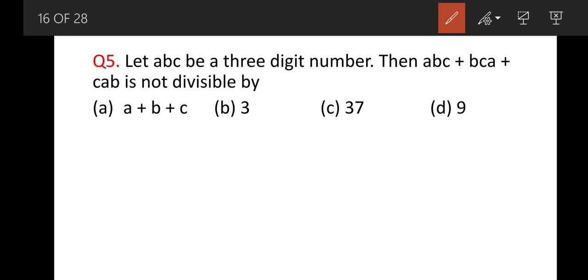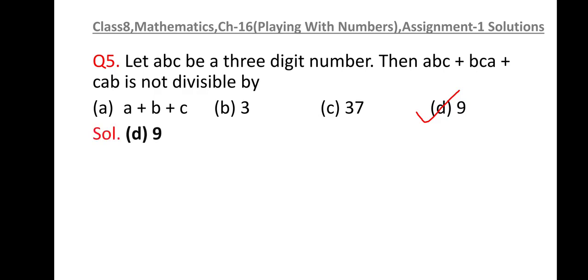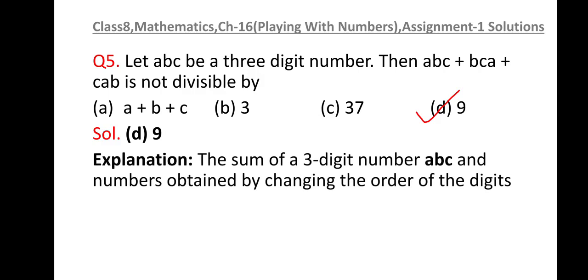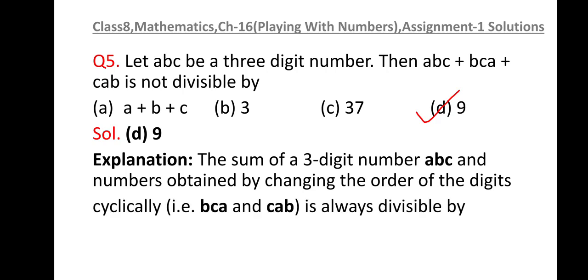3, this is also correct. C option, this is also correct. So it is not divisible by 9. Simple, you need to tell the option, that is D option, that is 9 is the answer, which is not divisible by 9. And the explanation is, the sum of a 3-digit number ABC and the numbers obtained by changing the order of the digits cyclically, that is BCA and CAB, is always divisible by 111, 37, 3 and a plus b plus c.